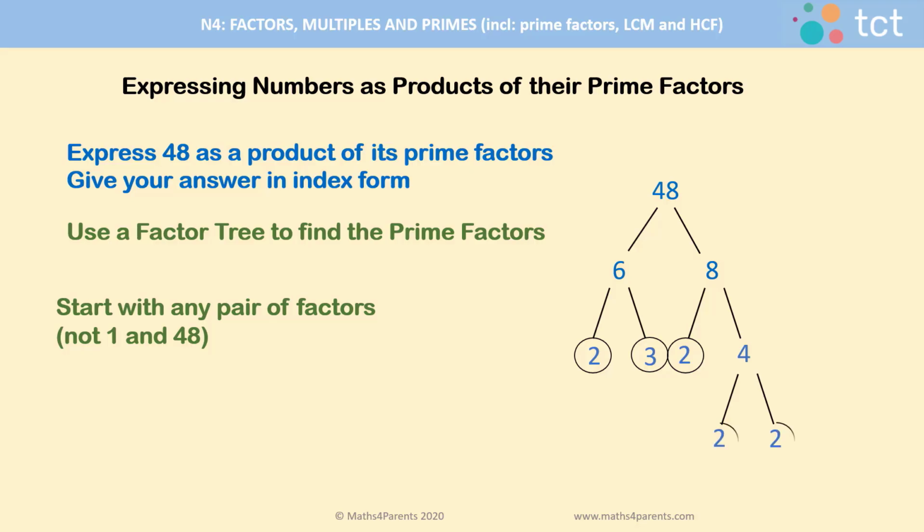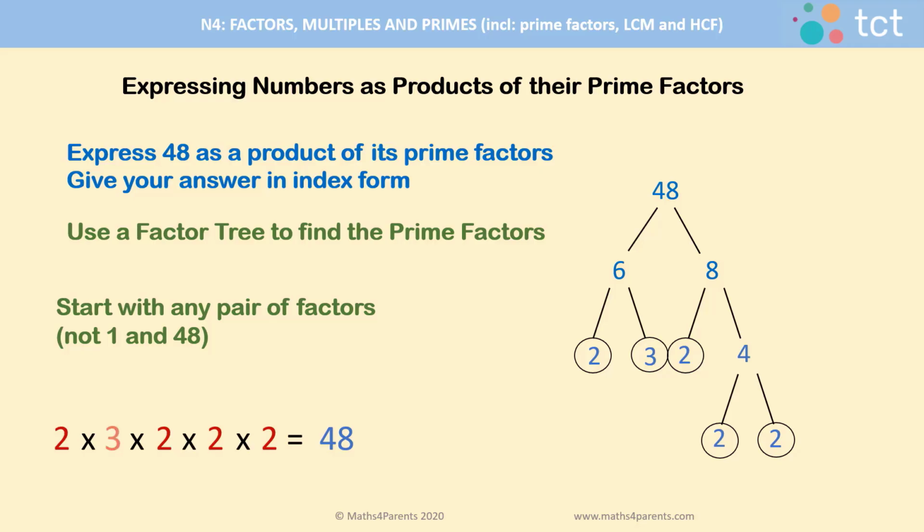Whichever factors you started with, you should have 4 2's and a 3 in your prime factors. If we multiply those together, 2 times 3 times 2 times 2 times 2. 2 times 3 is 6. 6 times 2 is 12. 12 times 2 is 24. 24 times 2 is 48. So we've got back to the number at the beginning.